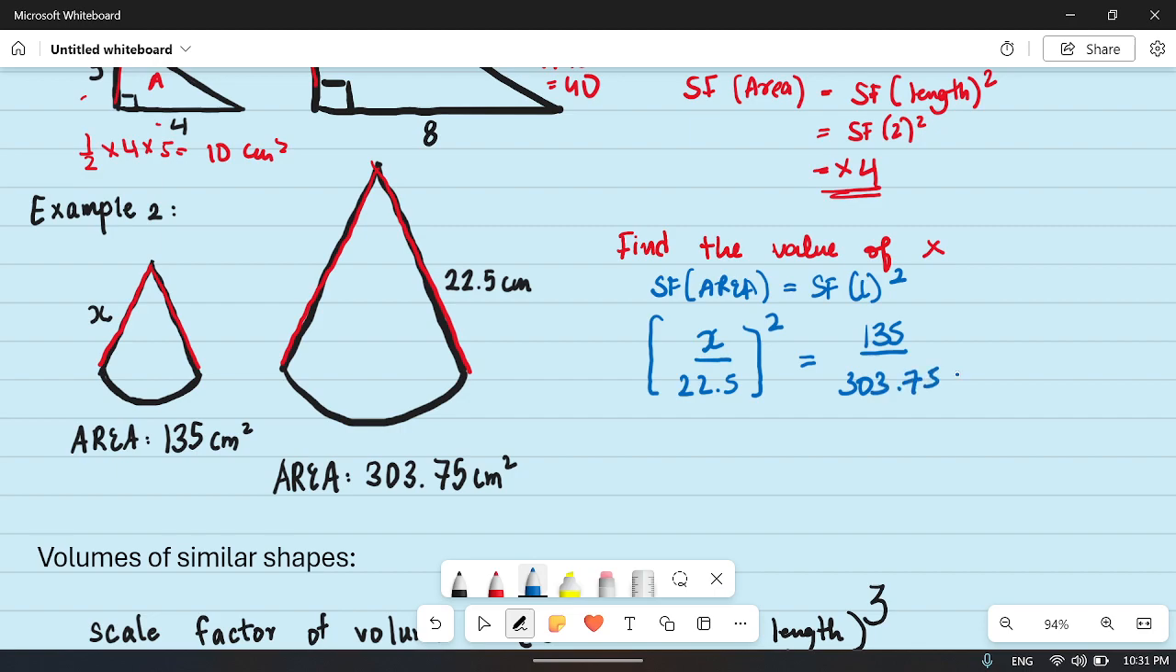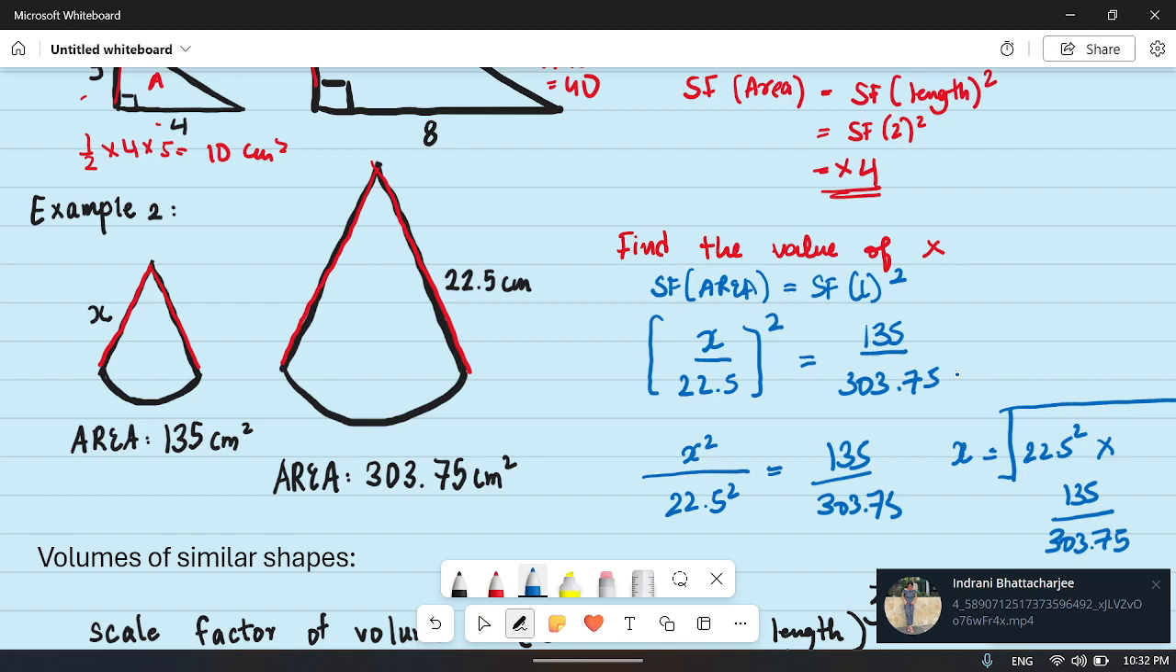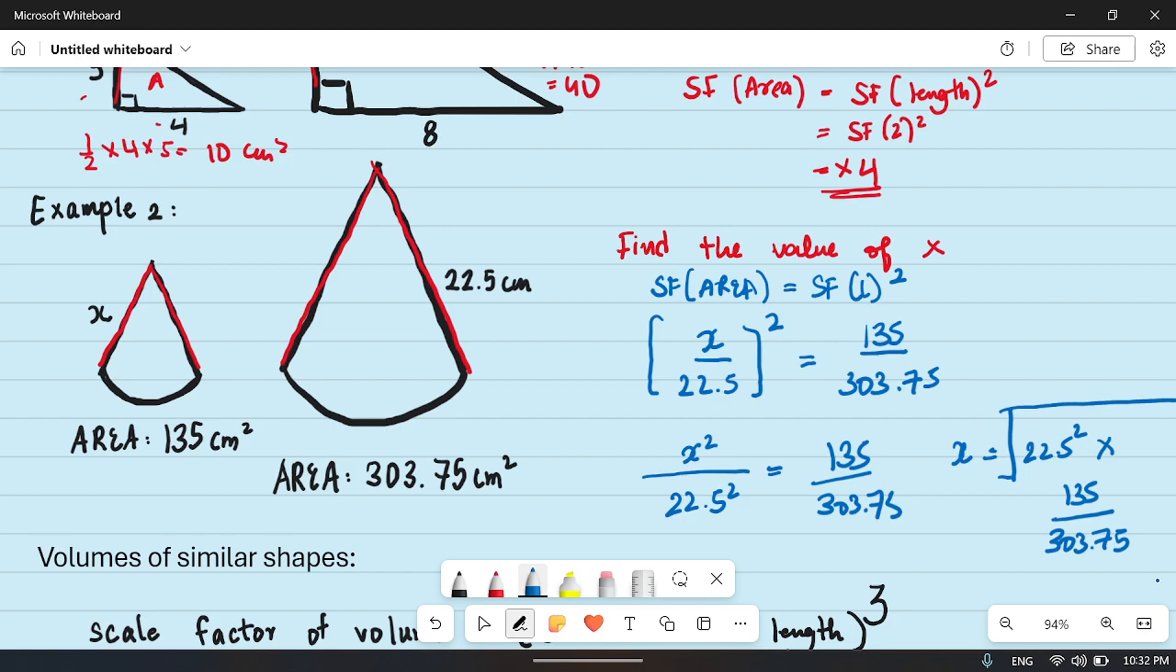303.75. When you expand this, you get x squared over 22.5 squared equals 135 over 303.75. The value of x would basically be the square root of 22.5 squared times 135 over 303.75. Let's put that on our calculator and see what we get. What I got was x to be 15 centimeters. If I'm wrong, please make sure to correct me. I always say that, but the answer should be 15.